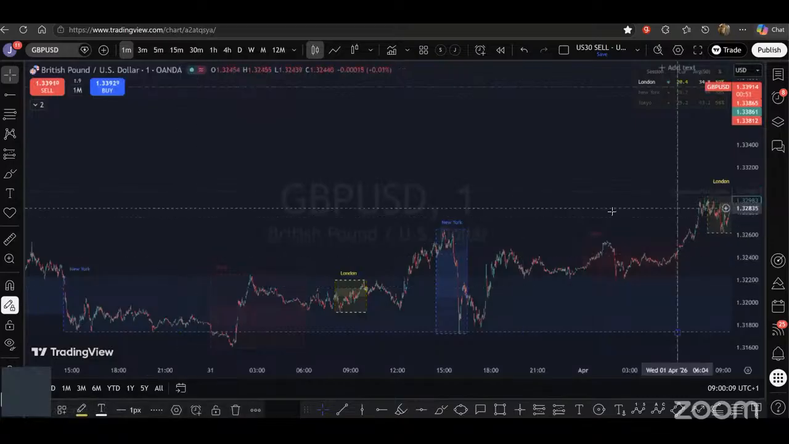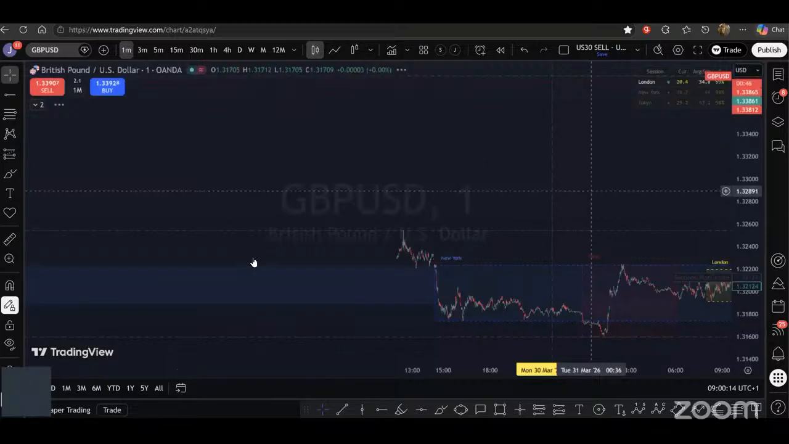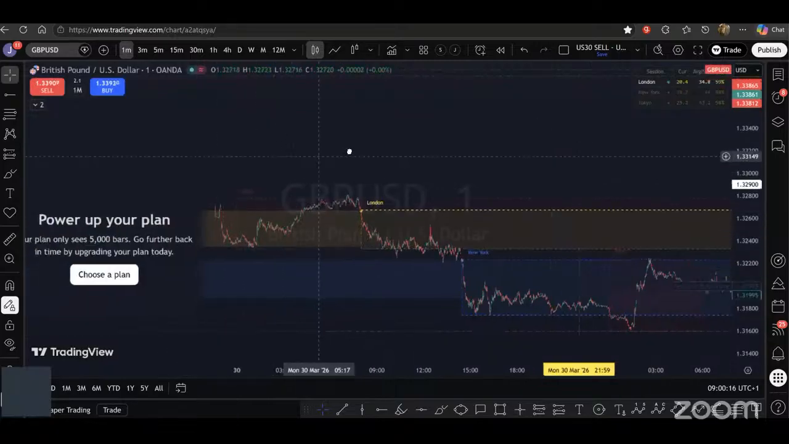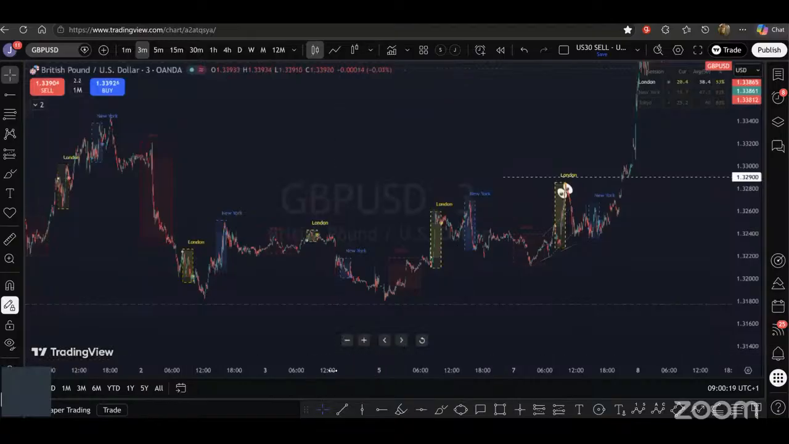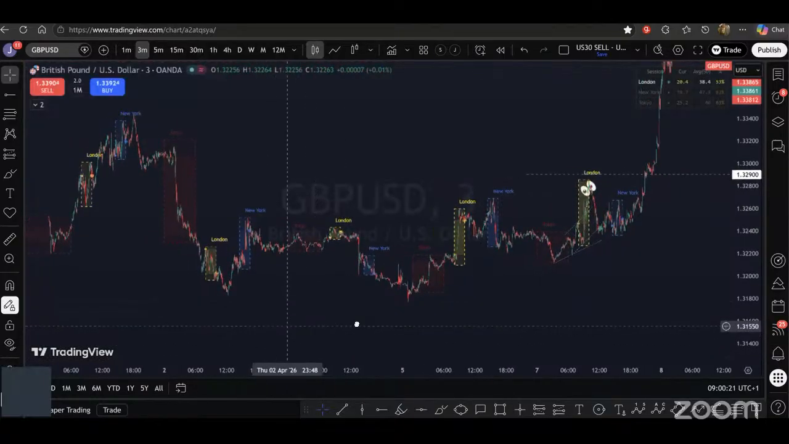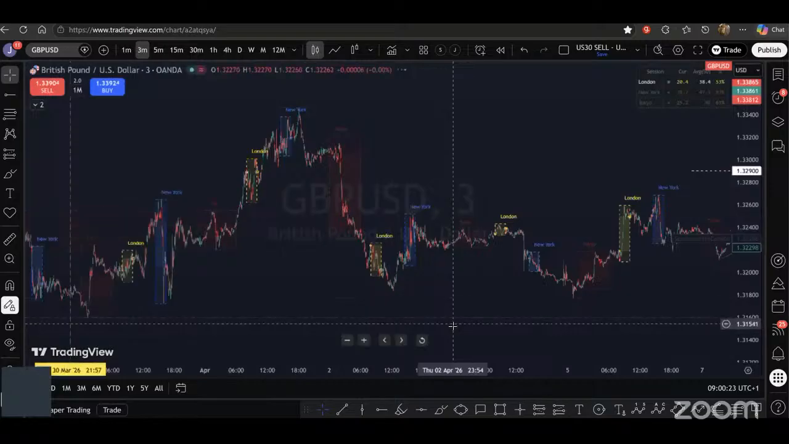There you go. So my understanding is that that level you said is obviously going to be violated. So you class that as liquidity, meaning that it's going to sweep that level and go in the opposite direction.